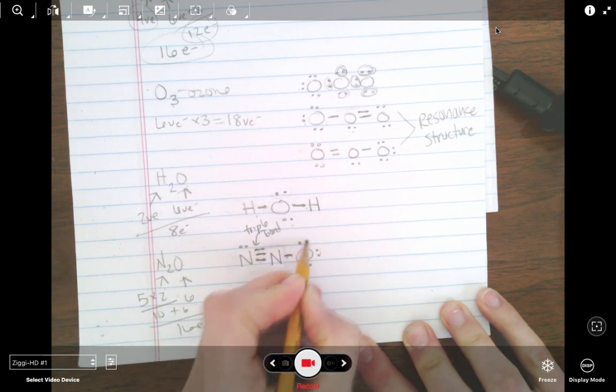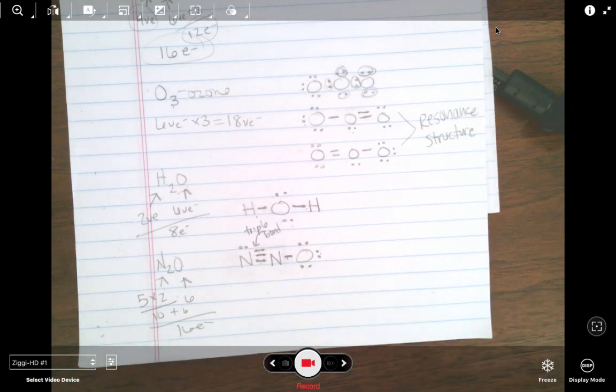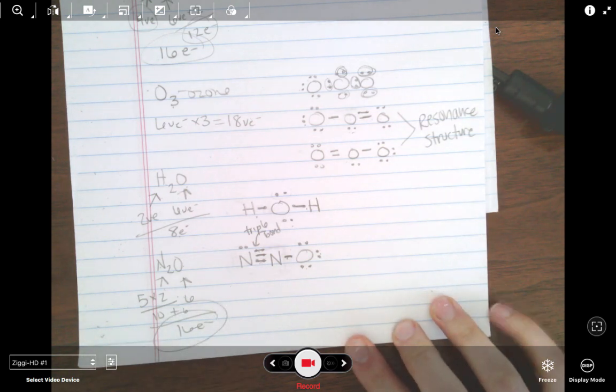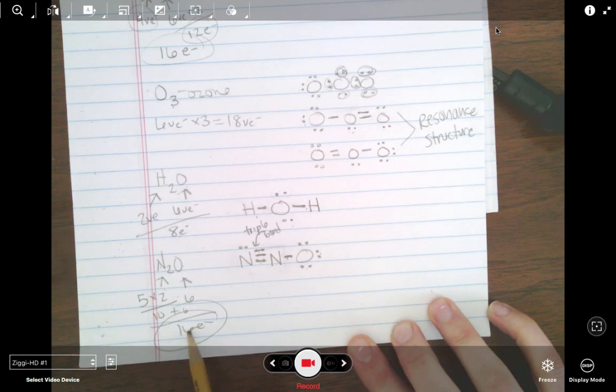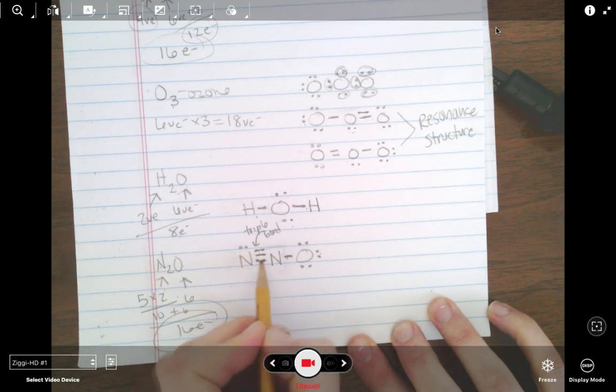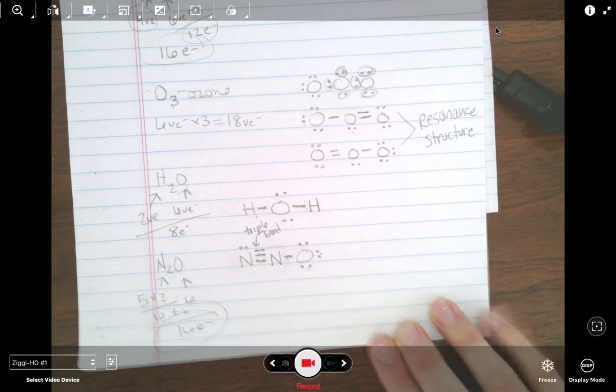So you may be wondering, like, how is she doing this? How does she know to do this? All I'm doing is making sure that everything has 8 valence electrons, and I abide by the total number of electrons. That's it. You just move them around until it works. So I need to make sure I have 16. 2, 4, 6, 8, 10, 12, 14, 16. Beautiful. This is done.